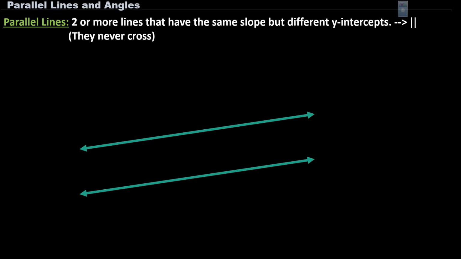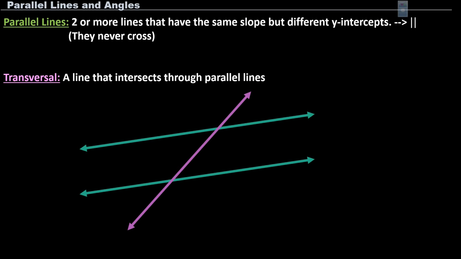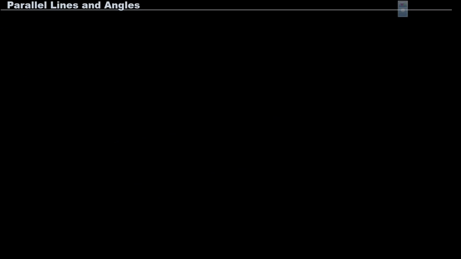Now, as these lines travel, they sometimes come across other lines that go through them, and those lines are called transversals. Transversals are any line that intersects through parallel lines. Now, when these transversals hit parallel lines, they create certain types of angles. There are four main types of angles that are created by these transversals.